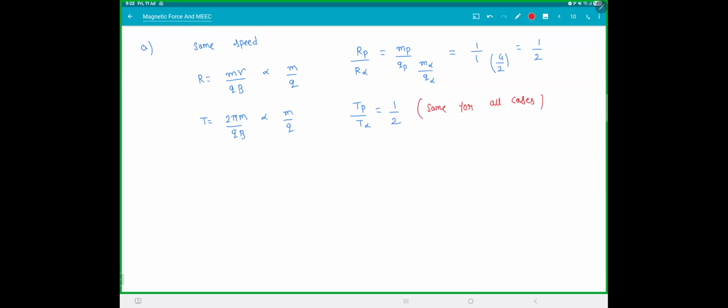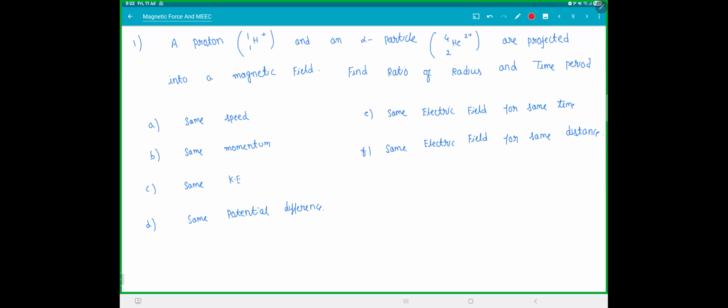Got what I'm asking now? Now you can do the remaining 5 cases for the radius. Time though will be the same. So that is done. Get the ratio of radius for the rest. I'll give it 2-3 minutes, then I'll show you.